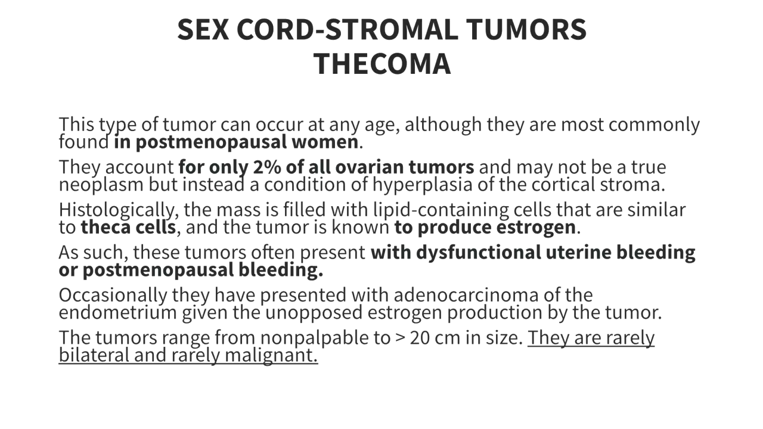Histologically, they are filled with lipid-containing cells similar to theca cells, and the tumor is known to produce estrogen. Often, this thecoma, sex cord stromal tumor, presents with dysfunctional uterine bleeding or postmenopausal bleeding. They are rarely bilateral and they're rarely malignant. The tumors can range from non-palpable to very big tumors.